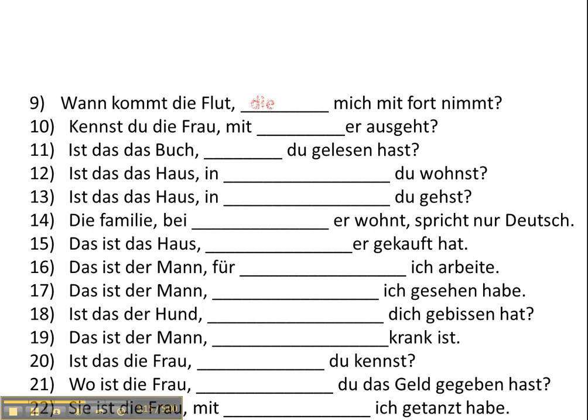Wann kommt die Flut, die mich mit fortnimmt? Kennst du die Frau, mit der ausgeht? Ist das Buch, das du gelesen hast? Ist das Haus, in dem du wohnst? Ist das Haus, in das du gehst? Die Familie, bei der wohnt, spricht nur Deutsch. Das ist das Haus, das gekauft hat. Das ist der Mann, für den ich arbeite. Das ist der Mann, den ich gesehen habe. Ist das der Frau, der dich gebissen hat?